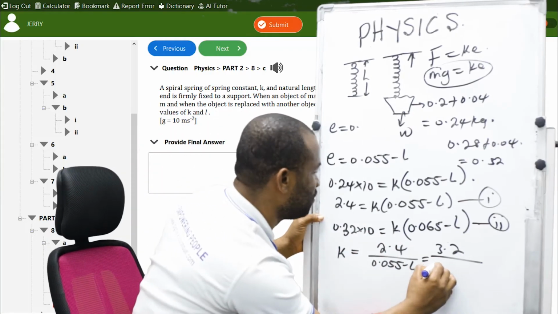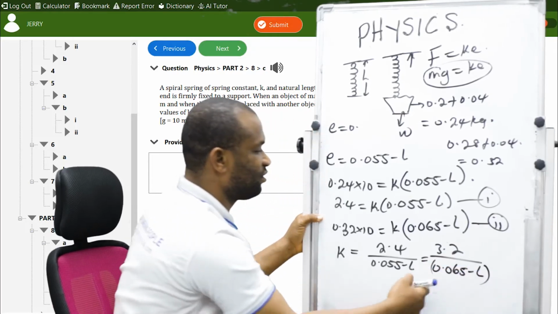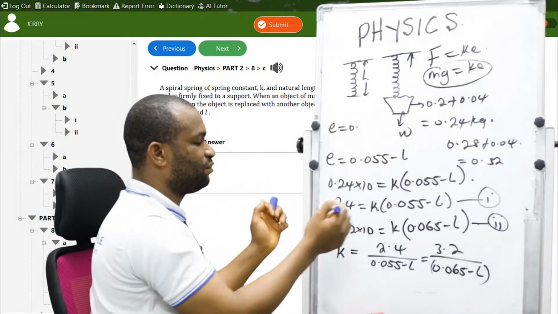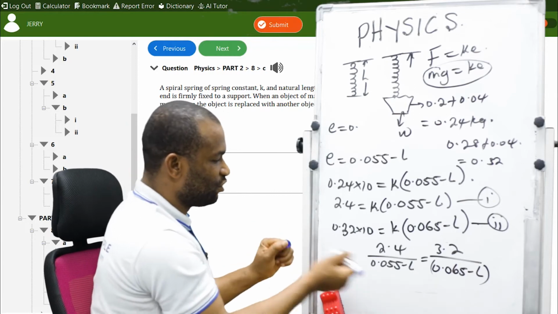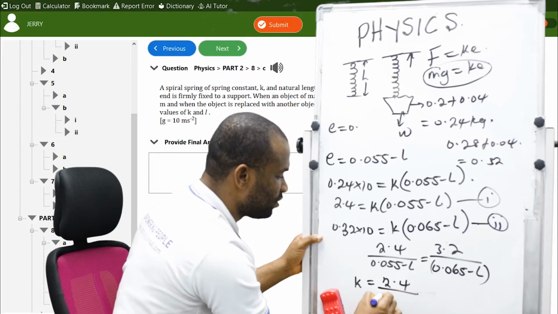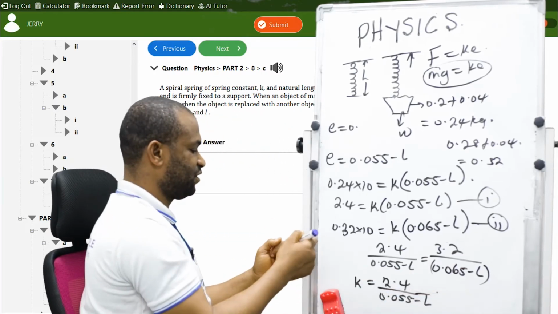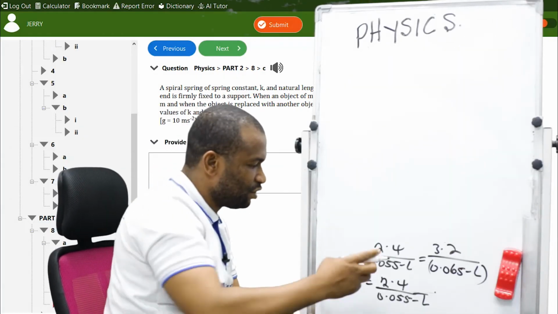So I have 0.065 minus L in the second equation. So having this, let's solve for L and then later find K. Let me keep that K is equal to 2.4 all over 0.055 minus L. Let me keep this. So I'm going to clear the fraction.